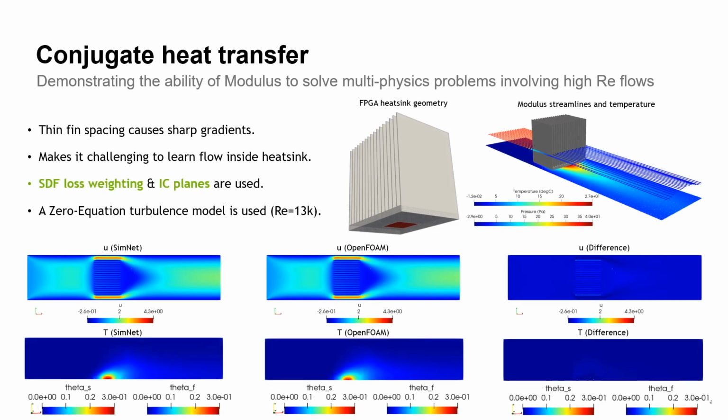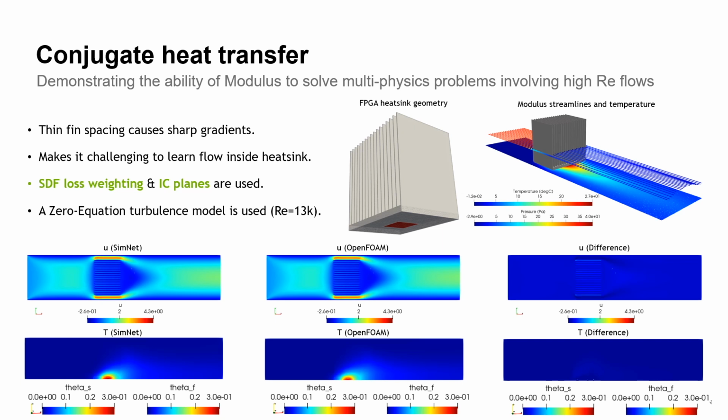The first example is the conjugate heat transfer case of an FPGA heatsink that was briefly also shown in the slides. So this is basically combining the incompressible Navier-Stokes equations for the flow and heat diffusion equations for the heat transfer. This case is particularly challenging because the thin fin spacing causes sharp gradients, and it makes it challenging to learn the flow inside them.